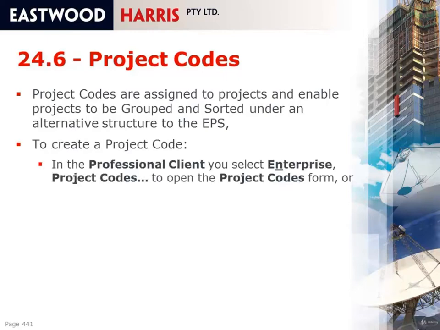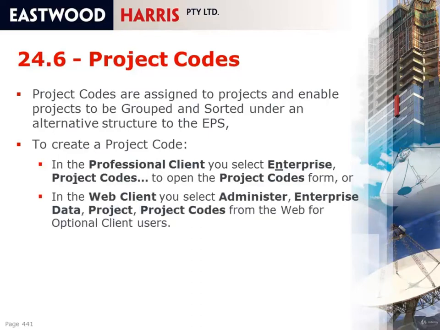To create a project code, if you're in the professional client, you would use Enterprise Project Codes, and that opens up the project codes form where you can create project codes, and I'll show you that in a minute. If you're in the web client, you can select Administer, Enterprise Data, Project Codes, and this is where you'll create codes for people who are using the optional client. So let's go to the professional and see how we create project codes.